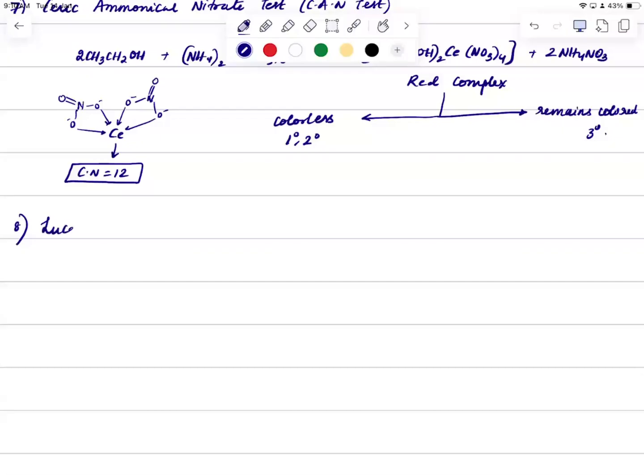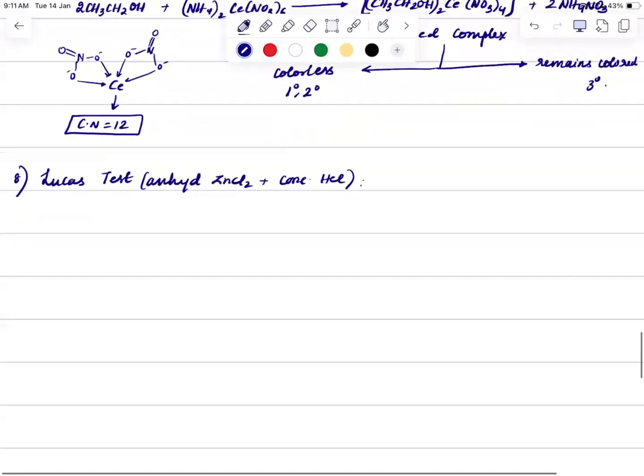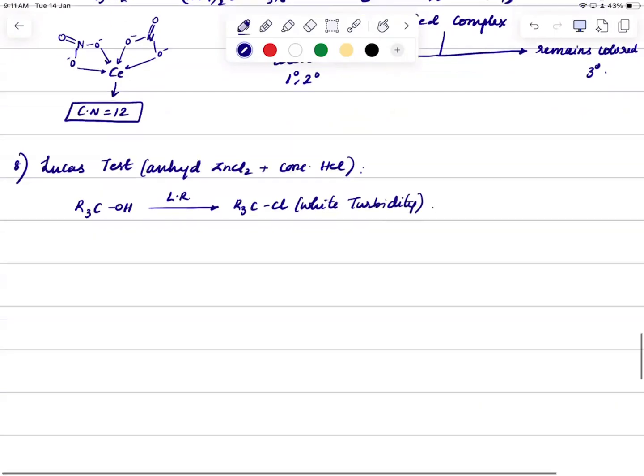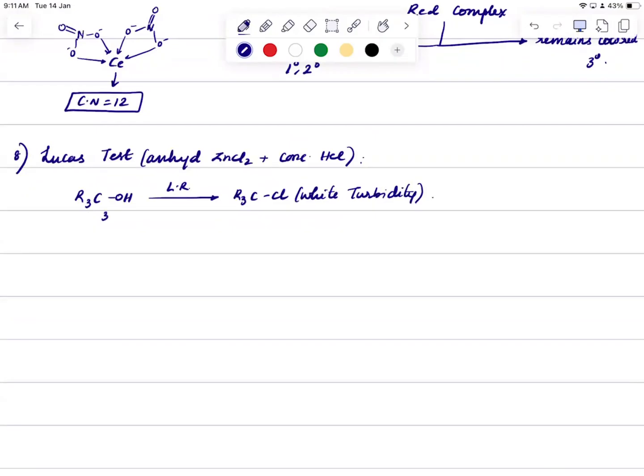Eighth one is the Lucas test, which is anhydrous ZnCl2 plus concentrated HCl. Particularly, if you notice, I have R3COH, that is 3 degree. With this Lucas reagent, it will become R3CCl, which is white turbidity. This is the form you will see if it is 3 degree.